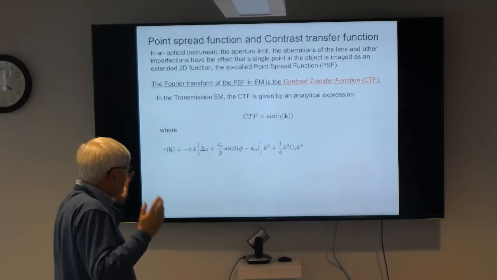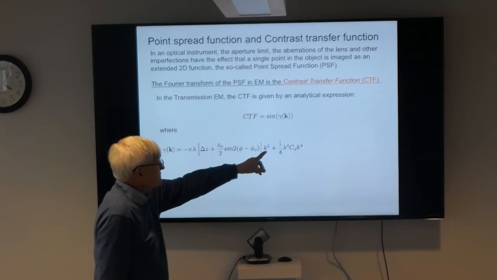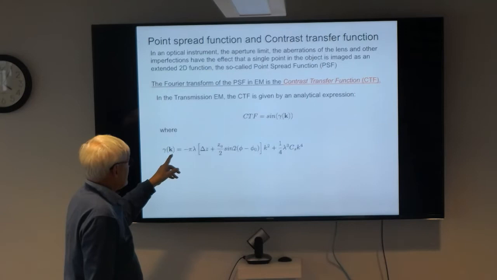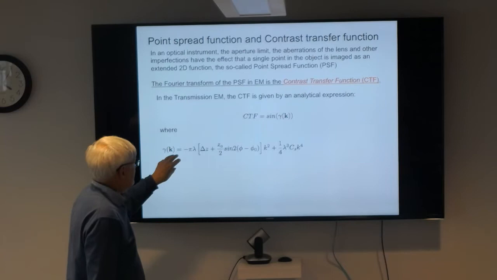The other interesting thing is that this starts with zero. This goes down to zero. This whole thing starts with zero. So at the very origin, and for small scattering angles, you don't have any wave aberration.